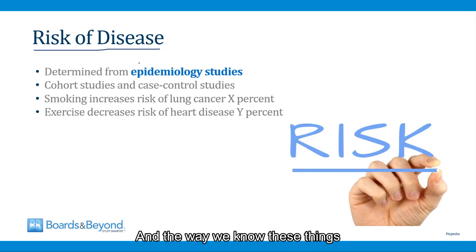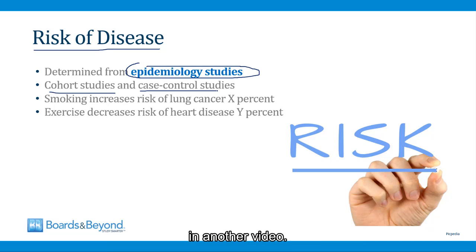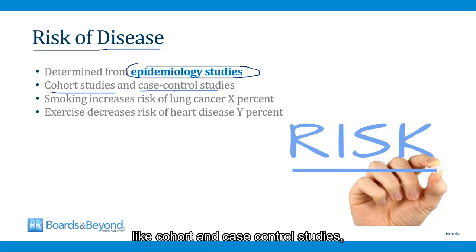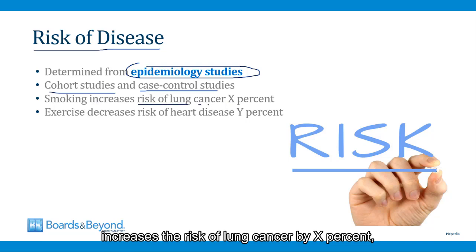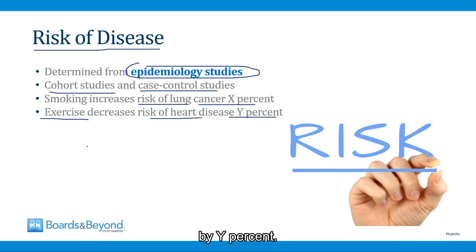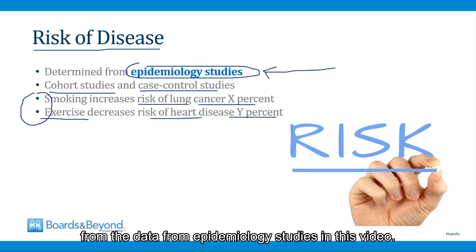And the way we know these things is from epidemiology studies, especially from cohort and case control studies, which I talk about the design of in another video. But in this video, we're going to talk about how you can use the data from those studies to estimate specifically the risk of disease in certain groups. For example, epidemiology studies like cohort and case control studies can be used to tell us that smoking increases the risk of lung cancer by X%, or that exercise decreases the risk of heart disease by Y%. And so we'll talk about how you determine these things from the data from epidemiology studies in this video.